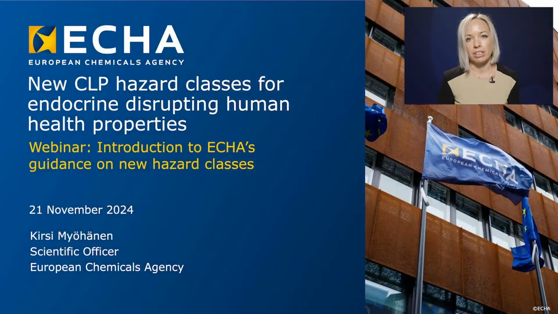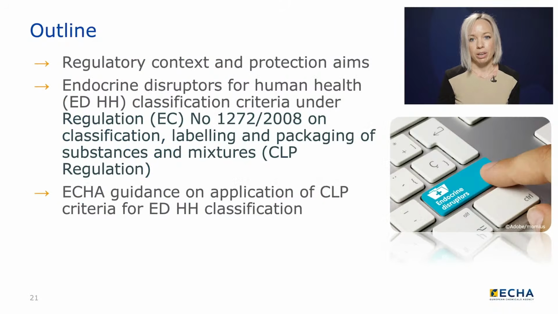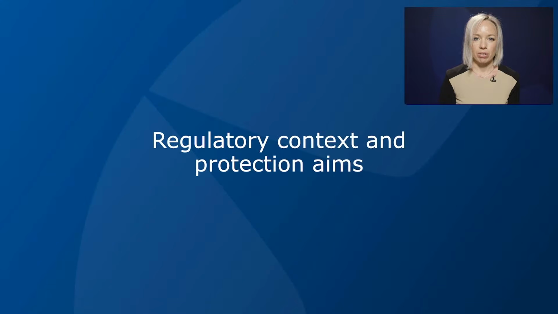I will tell you a short overview on the new CLP criteria for endocrine disruption for human health and the new related guidance on endocrine disruptors on CLP. First, I will shortly introduce the background, followed by a few words about the main criteria in CLP regulation for ED human health, and finally some main themes from the ECHA CLP guidance on endocrine disruptors. So let's start with the regulatory context and the protection aims.